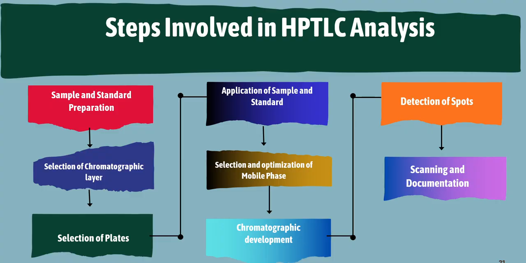These are the various steps involved in HPTLC analysis. It starts with sample preparation, selection of chromatographic layer, selection of plates, application of the sample, selection and optimization of the mobile phase, chromatographic development, detection of spots, and scanning and documentation. HPTLC is based on the principle of adsorption chromatography, in which the components of the samples are separated according to their different affinity towards stationary phase and mobile phase.